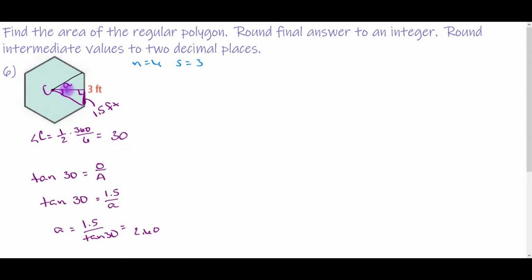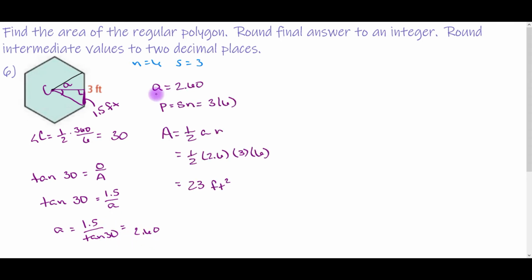All right, so now in order to find A, we're going to use the tangent. We have this angle measure here we know is 30 degrees, and then we have the opposite side and the adjacent side. So I started with tangent of 30 as opposite over adjacent, plugging in the values that I know. 1.5 is my opposite, and then we're solving for A, which is the adjacent. So then A is 1.5 over the tangent of 30, which gives me about 2.6. So now I know my apothem length is 2.6, and my perimeter is going to be S times N, which is 3 times 6.